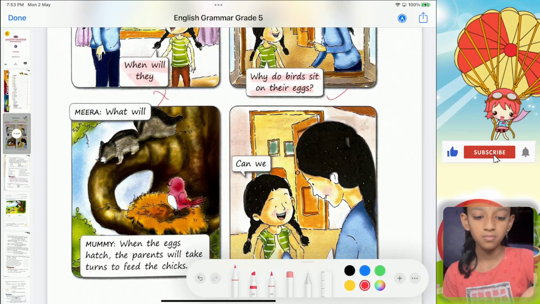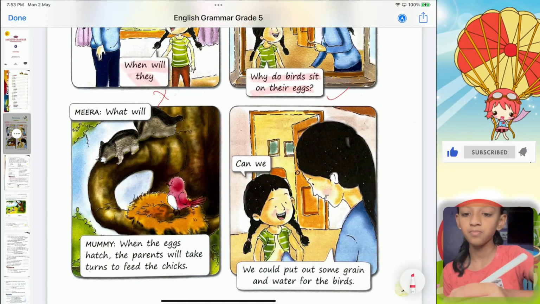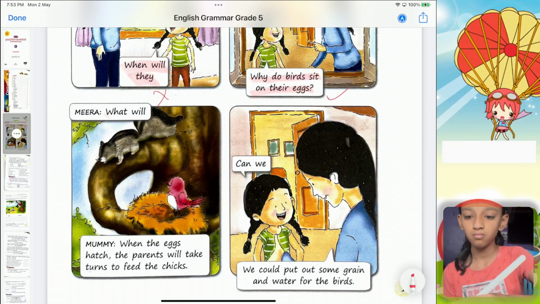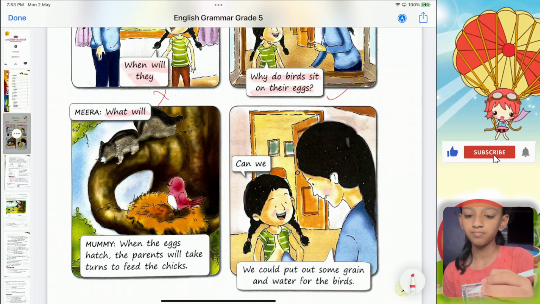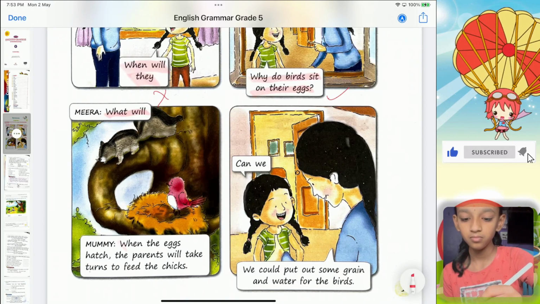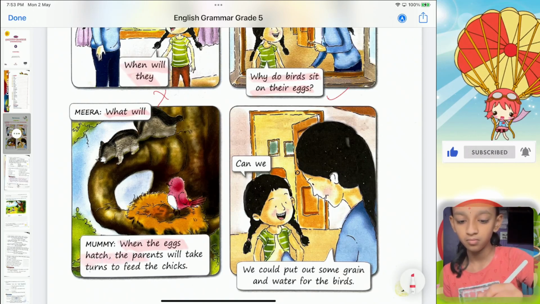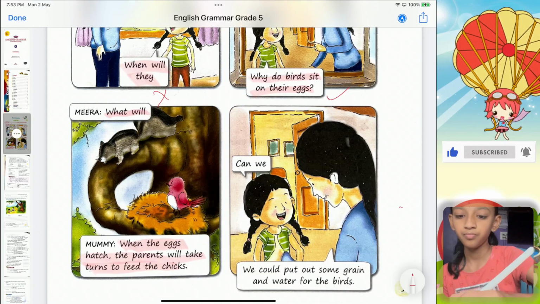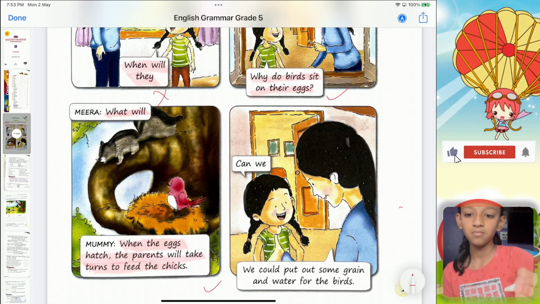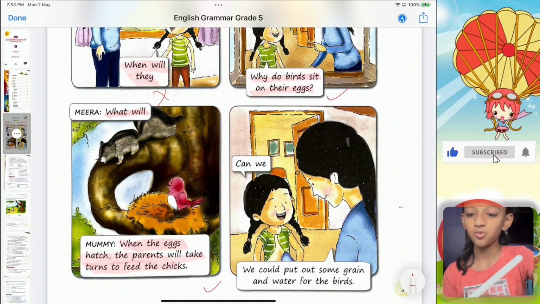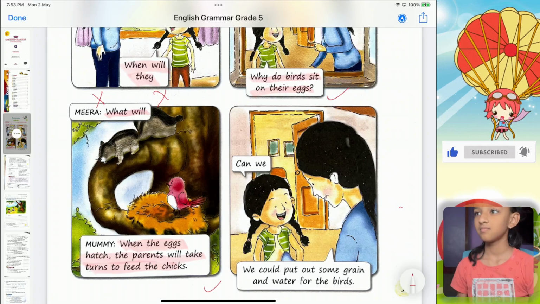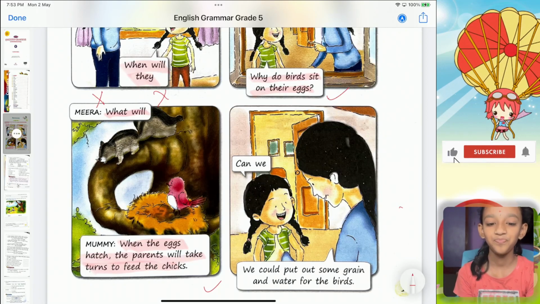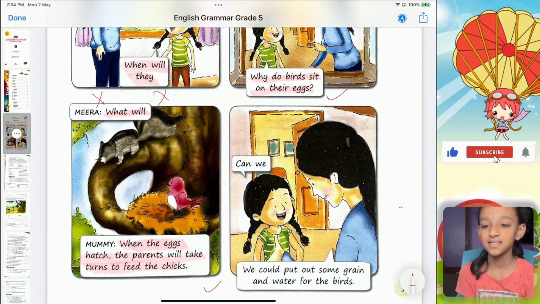Now the third one. Meera says, what will? Again, it's not a complete sense. And the mommy is saying, when the hens hatch, the parents will take turns to feed the chicks. So this time mommy is making complete sense. It's a complete sentence, so mommy is right. And Meera is not wrong, it's just not making complete sense. It's an incomplete sentence.